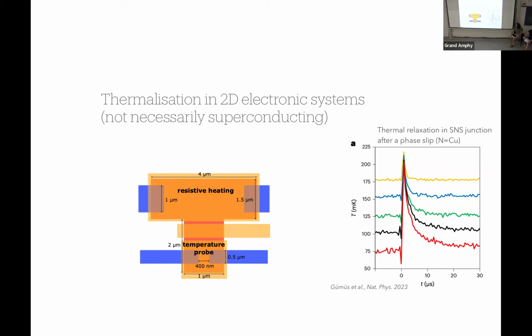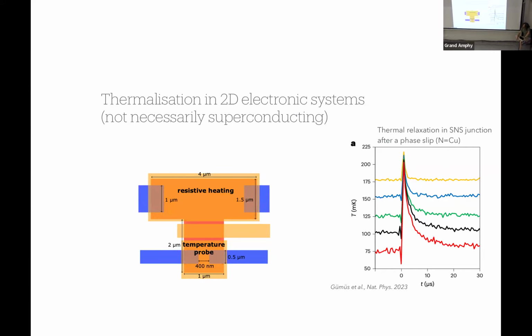Here it's a metallic absorber, and typical heat relaxation times in metals are several microseconds. So it's shorter than in superconductors. We saw this morning that depending on the recombination process, it can be pretty slow.